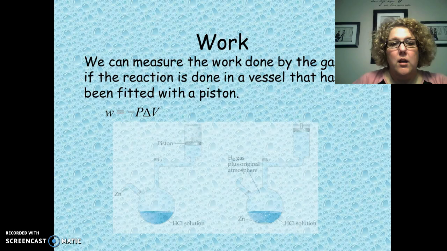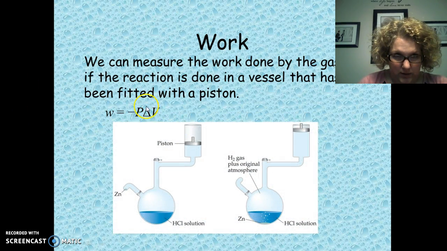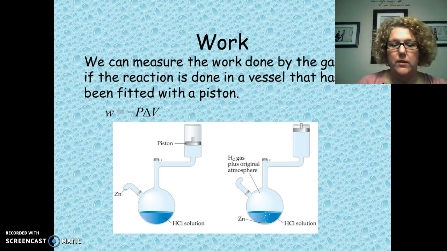Work is equal to the negative of the pressure times the change in volume. The Greek letter delta right there, it's a capital letter D in the Greek alphabet, just means change. So final minus initial. The final volume minus the initial volume gives us the change in volume. If we multiply it by the negative of the pressure, that'll tell us the amount of work done. Why is this negative so important?